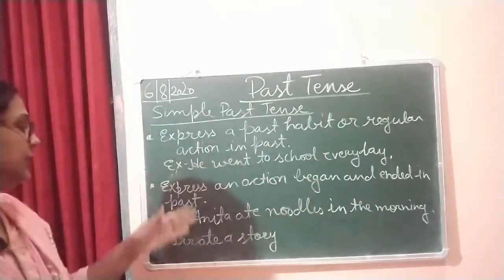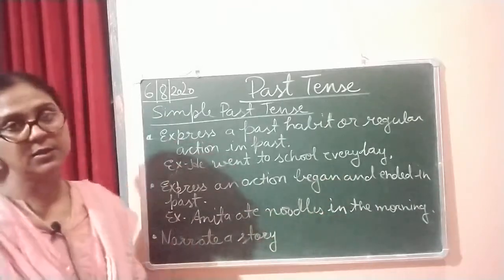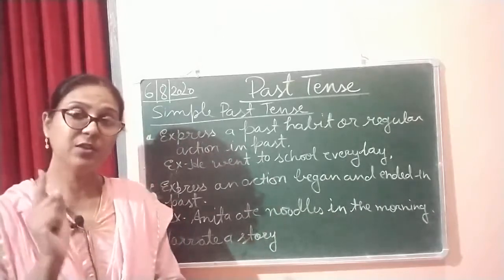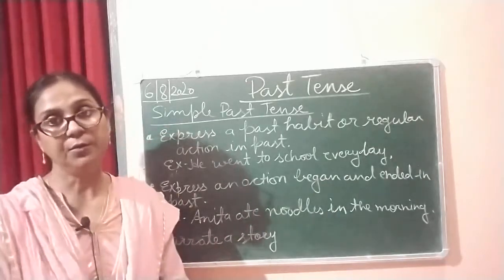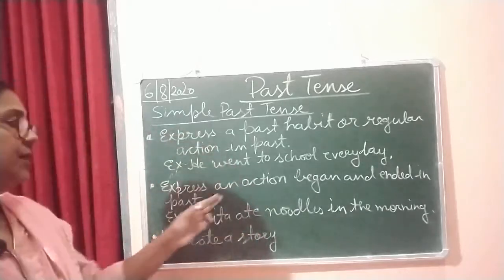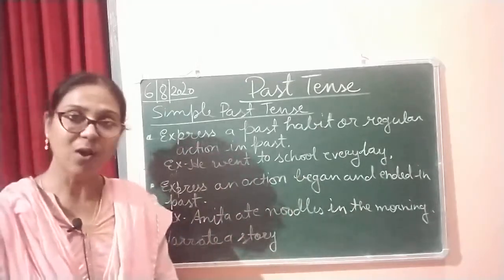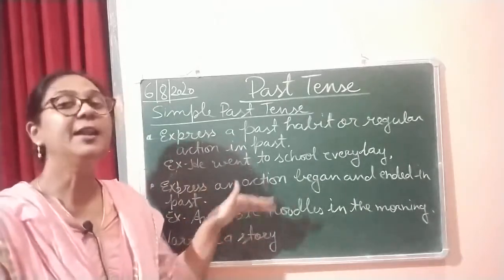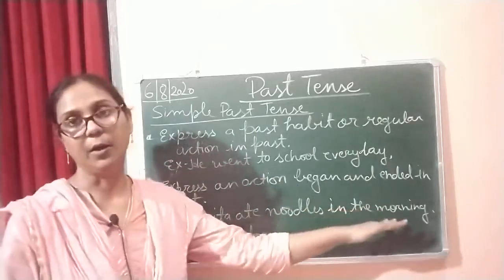And the second point, express an action that began and ended in the past. Always remember, past tense always denotes the action which is done in the past and completed in the past. So that we have to always remember. Second point is telling you that express an action began and ended in the past. For example, Anita ate noodles in the morning.